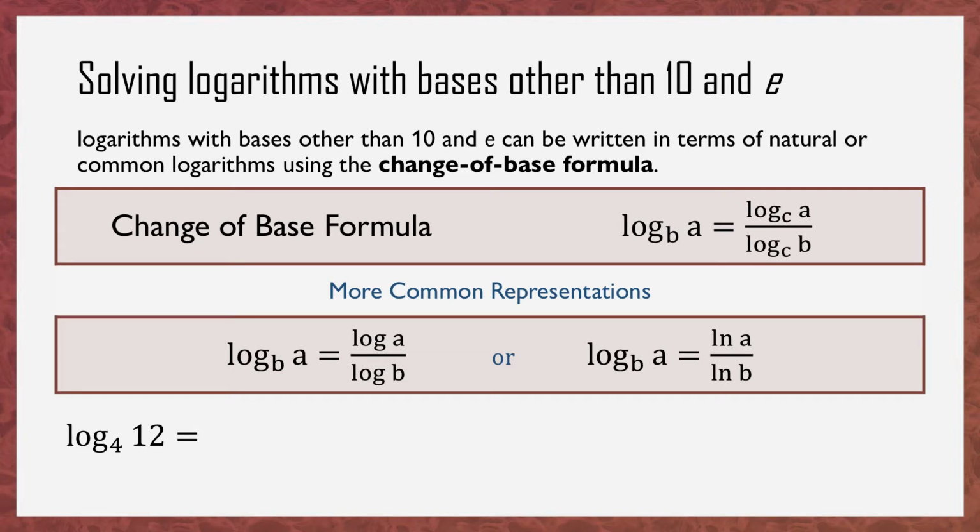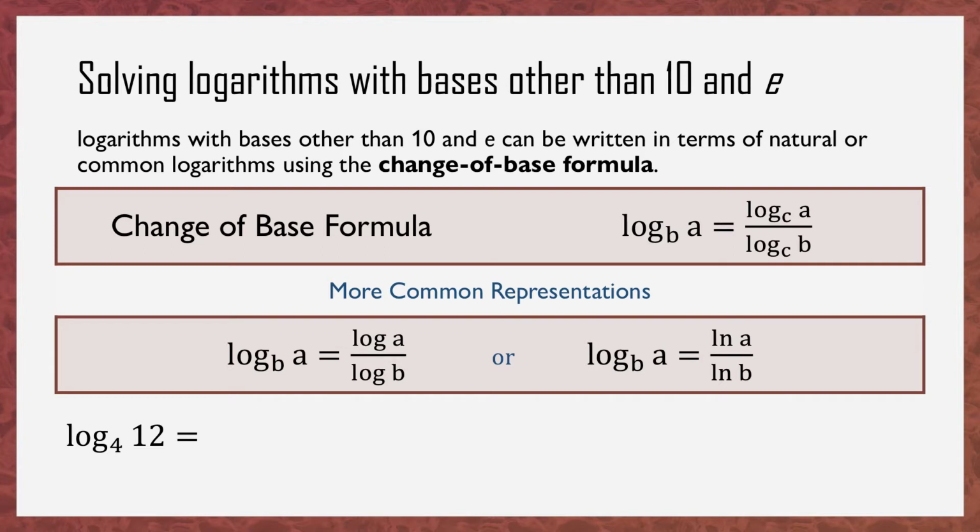Now, to use the change of base formula, we could take a number like log base b of a and rewrite it as a fraction: log base c of a over log base c of b. So it might look at first like we're making it more complicated by adding an additional base into our logarithms and making one logarithm into two. But for the c there, we're going to use two of the more common logarithms.